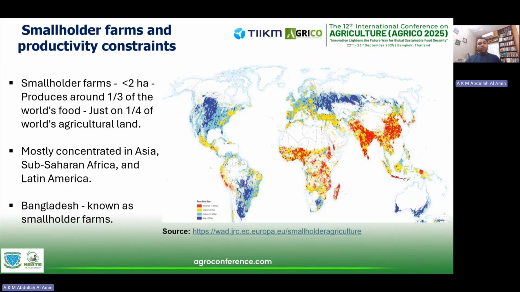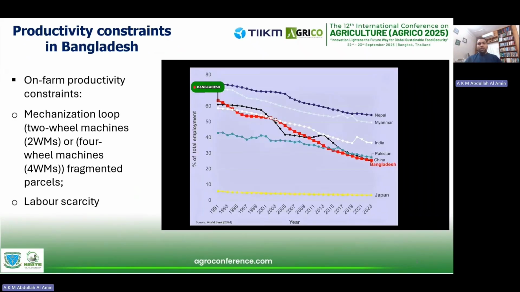Bangladesh, my home country, is well known for smallholder farms, having an average farm size of 0.54 hectare, which is far smaller than the 2 hectare smallholder classification. These farms confront on-farm productivity constraints, struggling to answer whether to adopt smaller two-wheel machines like power tiller or reaper, or larger four-wheel machines like tractor and combine harvester. These constraints related to mechanization are further exacerbated by extreme labor scarcity.